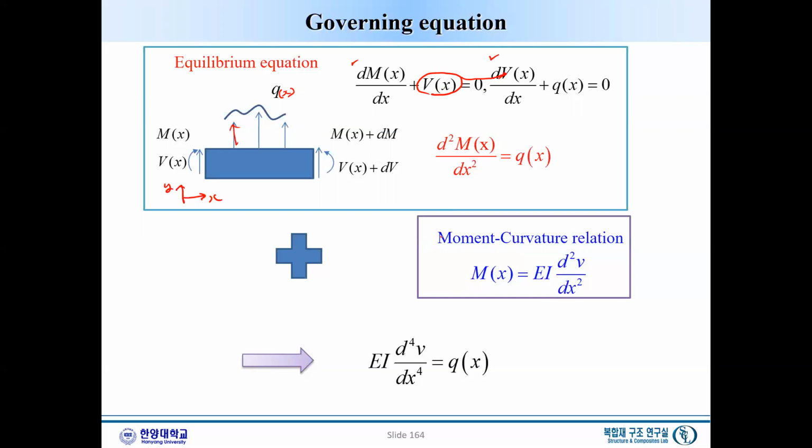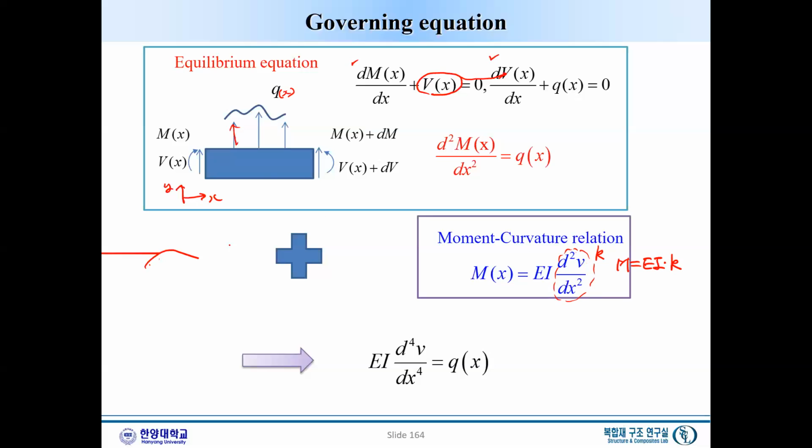Now another important equation is the moment curvature relation. We have a relation: moment equals EI times curvature, and this curvature is given as the second derivative of the deflection curve V.